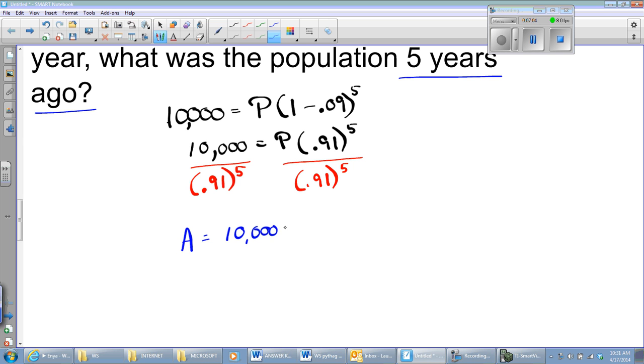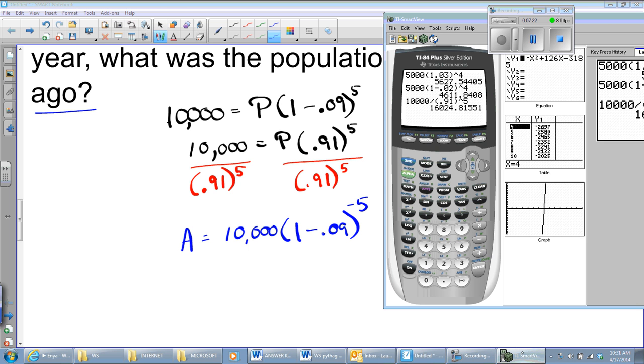That's P times the quantity of 1. We're still losing people, so that's not going to change. 1 minus 0.09. But since we're going back in time, my T should be negative. And it bothered me at first. Okay, we tried it. So let's do it on the calculator here.